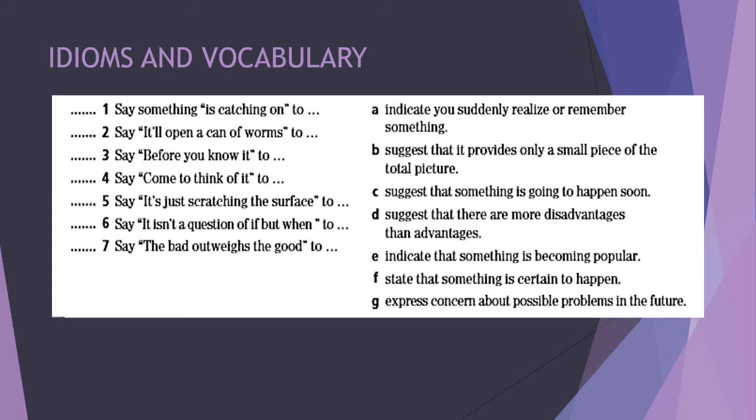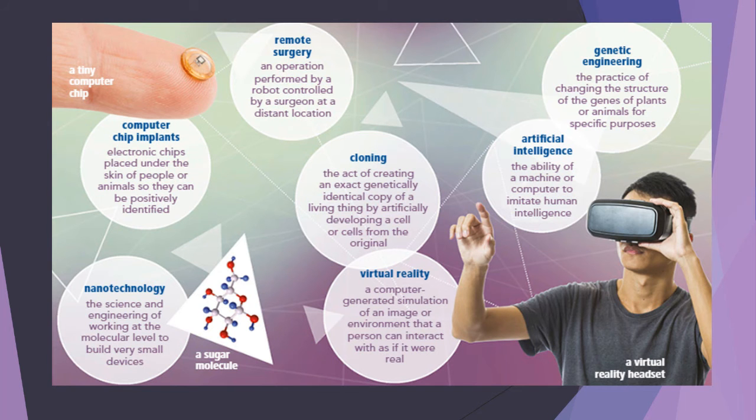It isn't a question of if but when. States that something is certain to happen. The bad outweighs the good. It suggests that there are more disadvantages than advantages. The vocabulary is computer chip implants, nanotechnology, remote surgery, cloning, virtual reality, artificial intelligence, and genetic engineering. Also a virtual reality headset, a tiny computer chip.